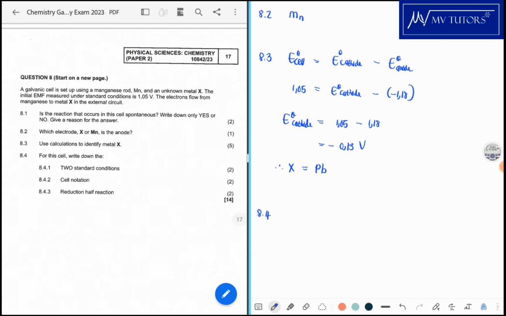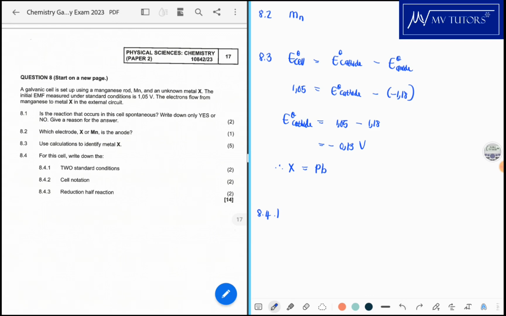Yeah, so that was for 5 marks. They were being very generous. In other papers, that probably would have been 3 marks. But yeah, I guess they were being very generous. Now, 8.4 says, for the cell, write down the 8.4.1, 2 standard conditions. Okay, so standard conditions, that's why we have the E note there. The note just says standard.